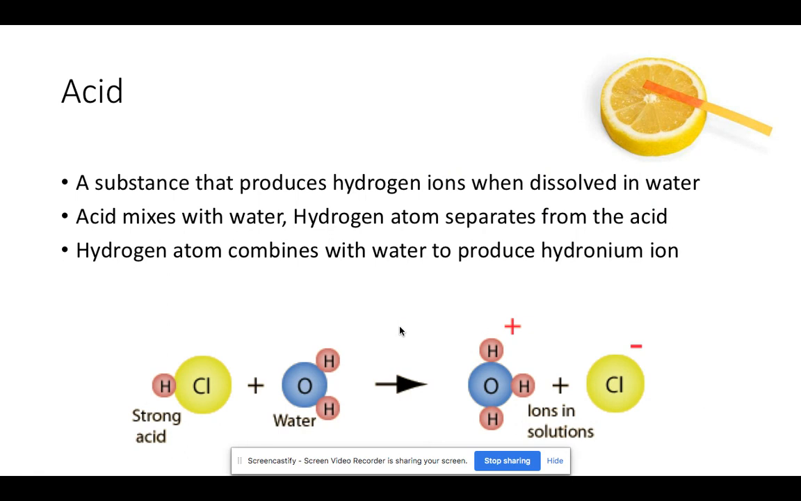So an acid is a substance that produces hydrogen ions when dissolved in water. When an acid mixes with water, the hydrogen ions separate from the acid, and they combine with water to produce hydronium. So here, these H's are your hydrogen ions. And when they are in water, you get a chemical reaction that produces an acid.